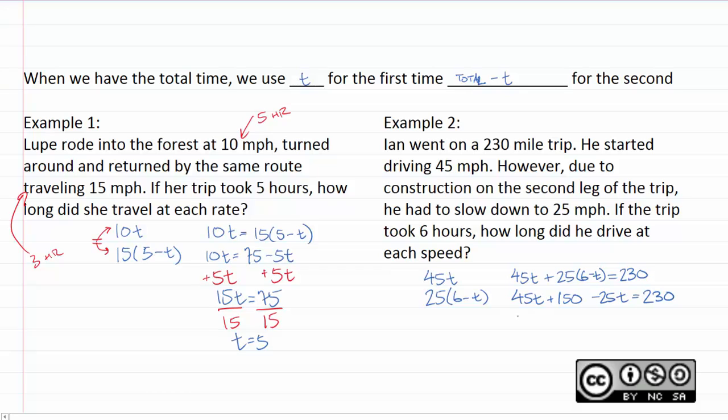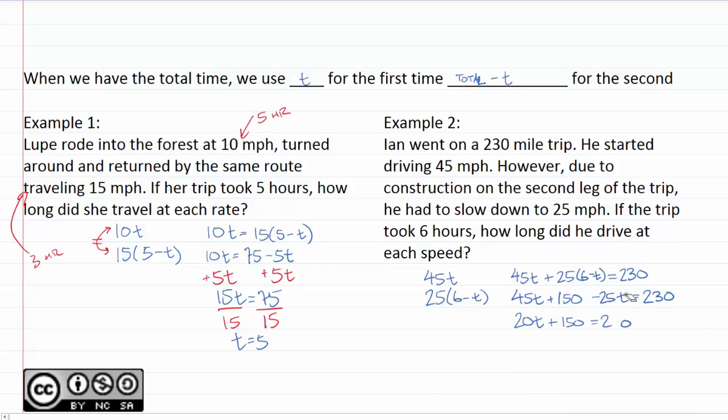45 minus 25 is 20t plus 150 equals 230. I will simply subtract 150 from both sides. We get that 20t equals 80. And again, just like with the last problem, we'll divide by 20. And t equals 4.